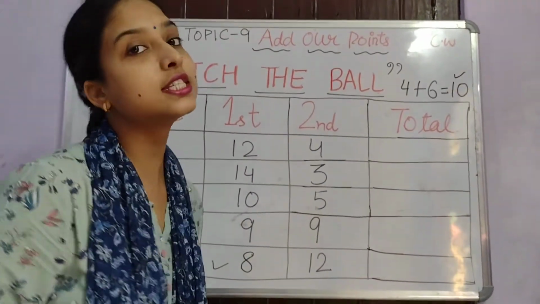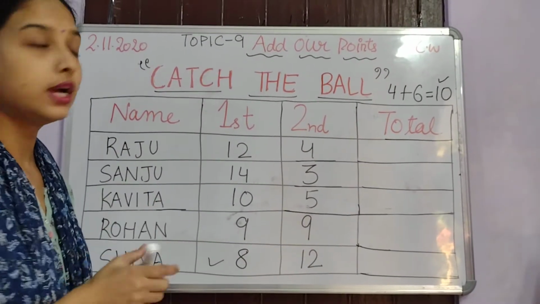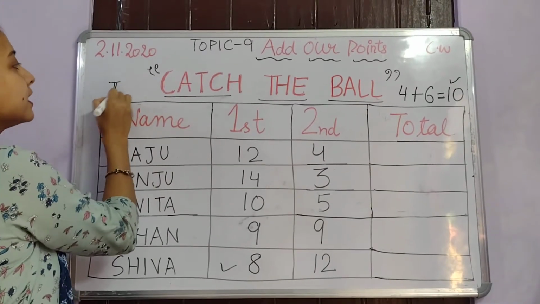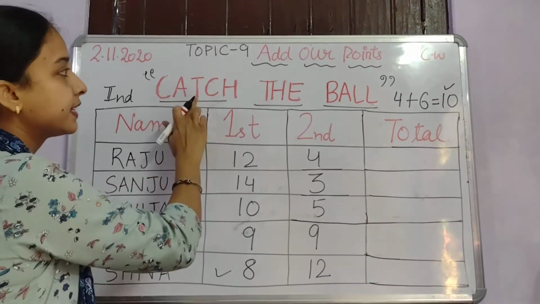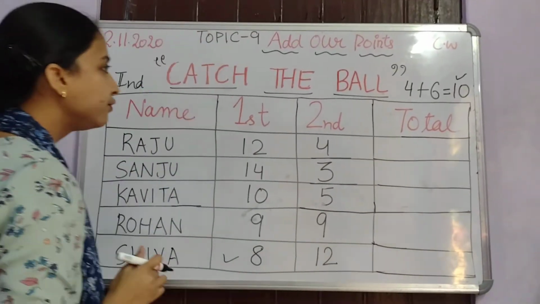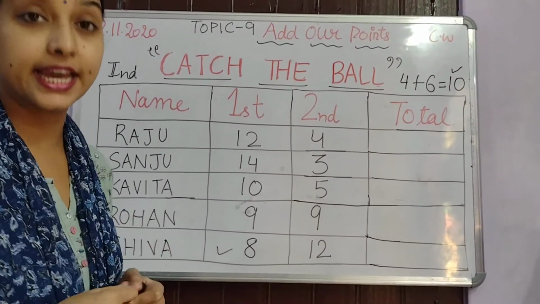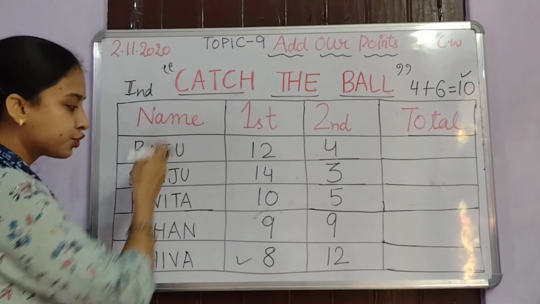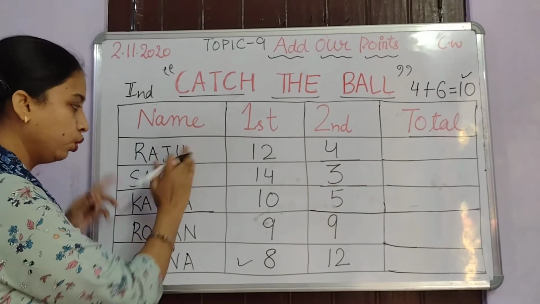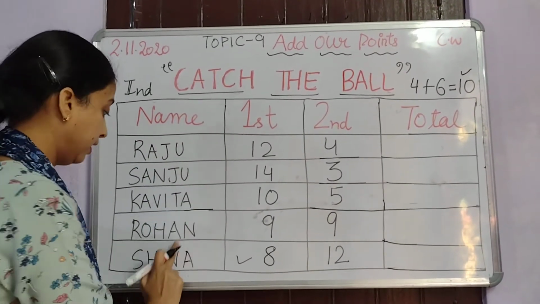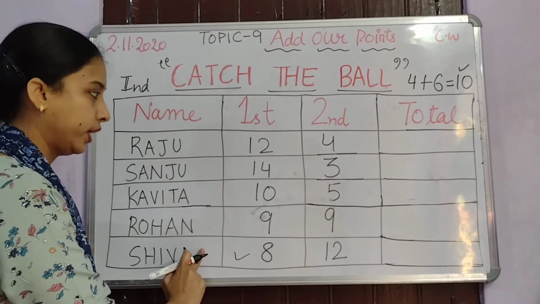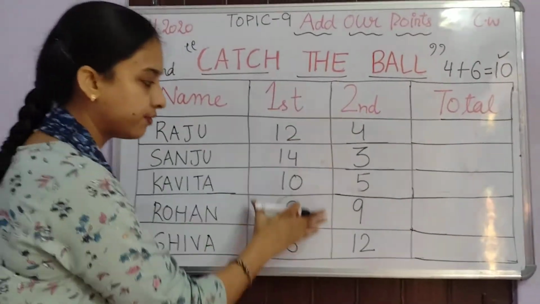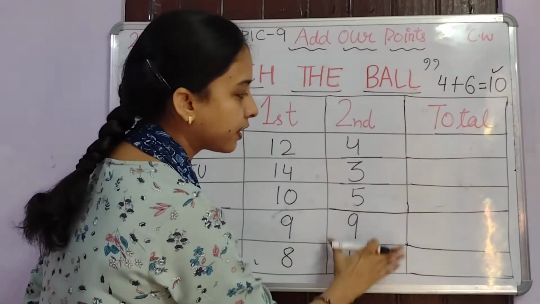Okay, now this is the table I have drawn for you, and this is the game which is played by the students of second class. The name of the game is catch the ball. You have to understand the table before we start anything, what I have written here. There are some students, the names of the students are Raju, Sanju, Kavita, Rohan and Shiva. They have played the game 2 times. This is the first round scores and this is the second round scores.